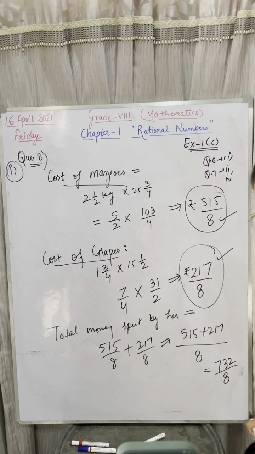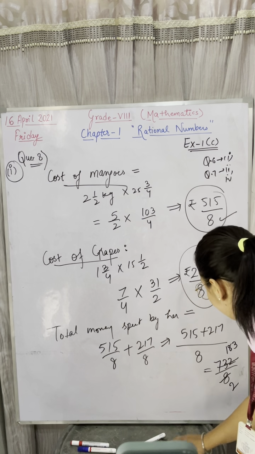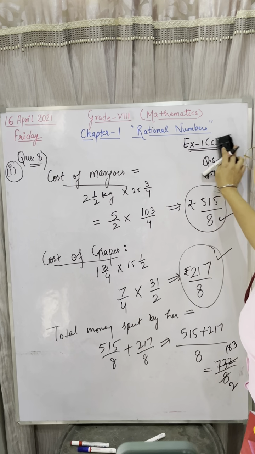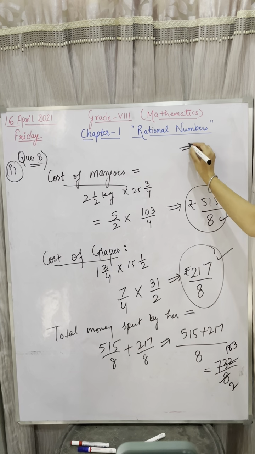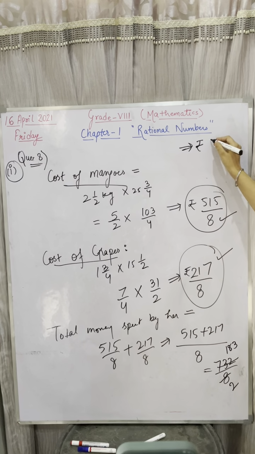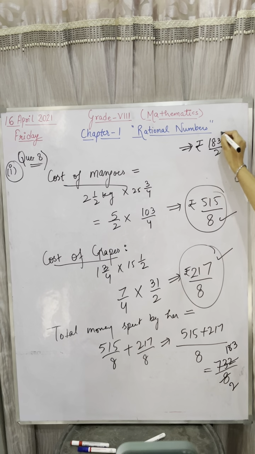Yes, I can cancel on 4 table, 4. Okay, 4 2s are 8, 4 1s are 4, 4 8s are 32, and 4 3s are 12. Yes, I can cancel. Okay, so my answer is, I'm writing the answer here. After cancelling on 4 table, your total net cost is rupees 183 divided by 2.